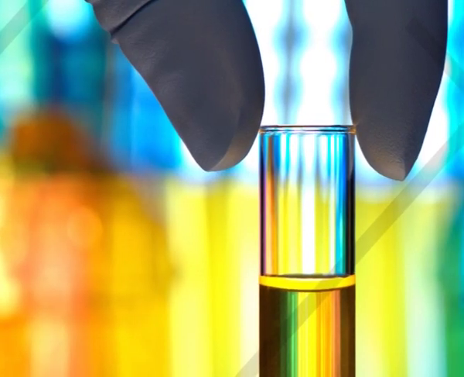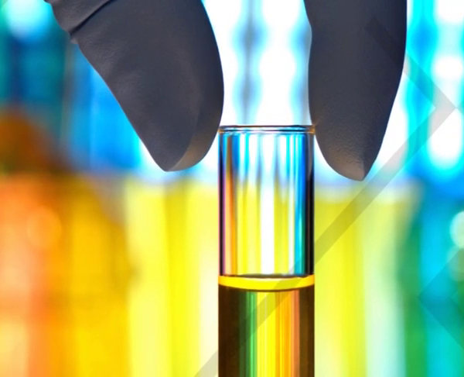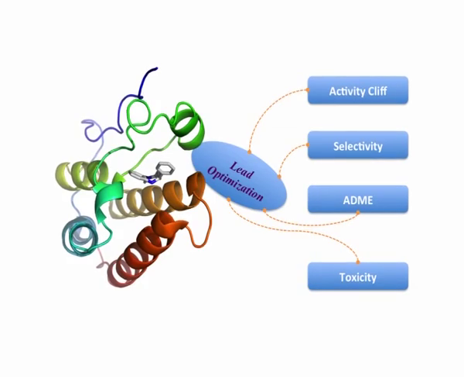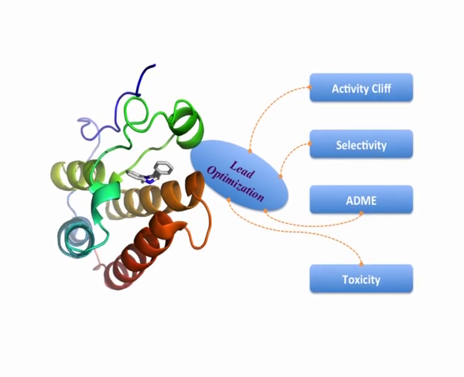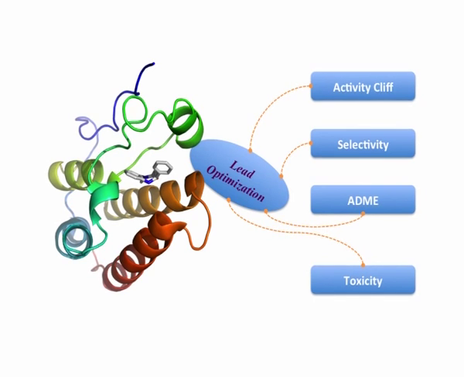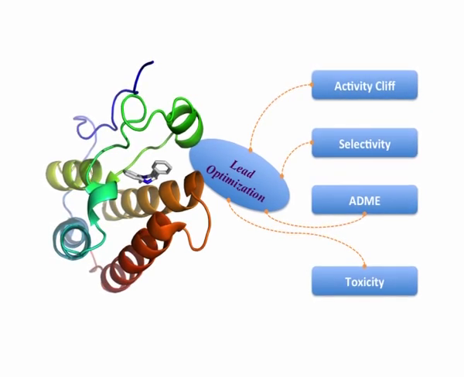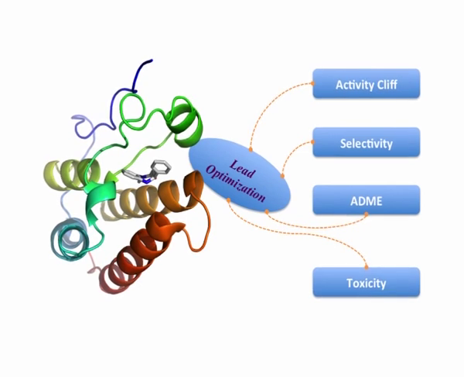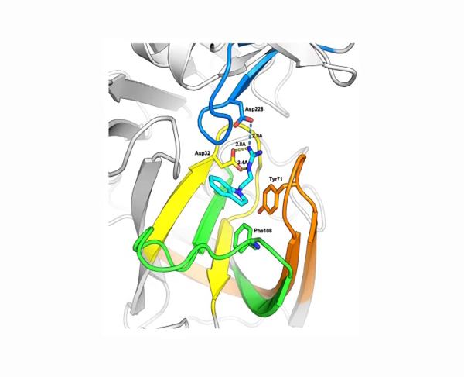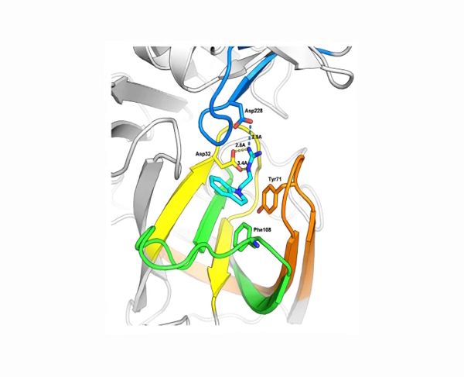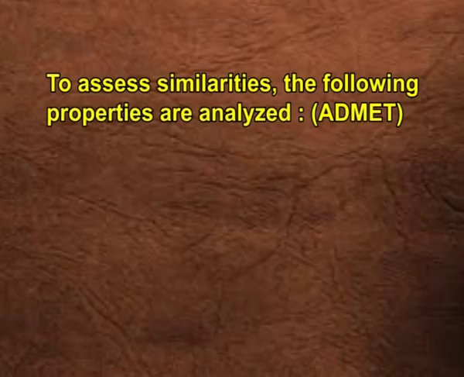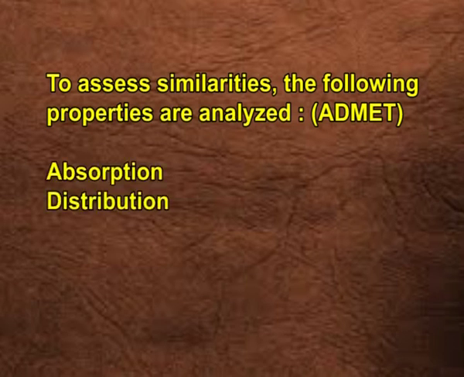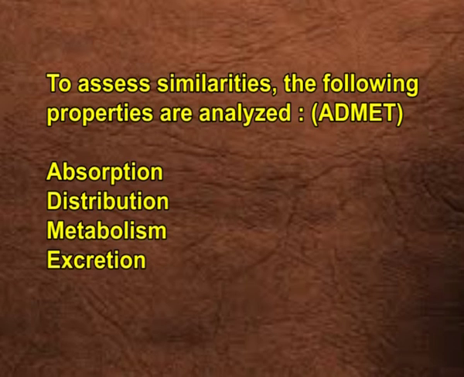This stage frequently represents the bottleneck of a drug discovery program. Lead optimization compares the properties of various lead compounds and provides information to select the compound or compounds with the greatest potential to be developed into safe and effective medicines. This can involve similarity searching to find compounds previously made or available commercially for purchase. To assess similarities, the following properties are analyzed: absorption, distribution, metabolism, excretion, toxicity.